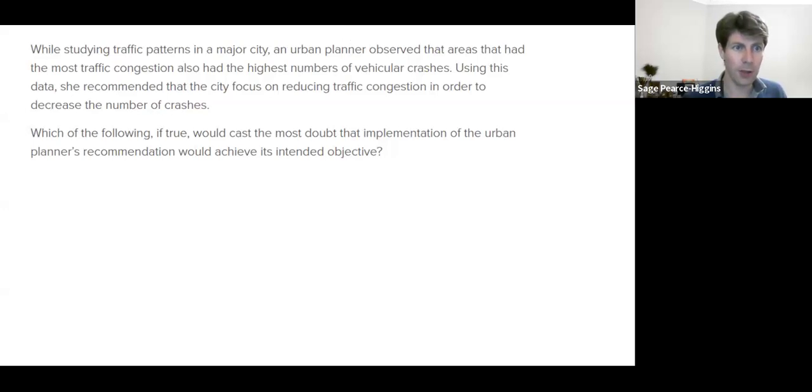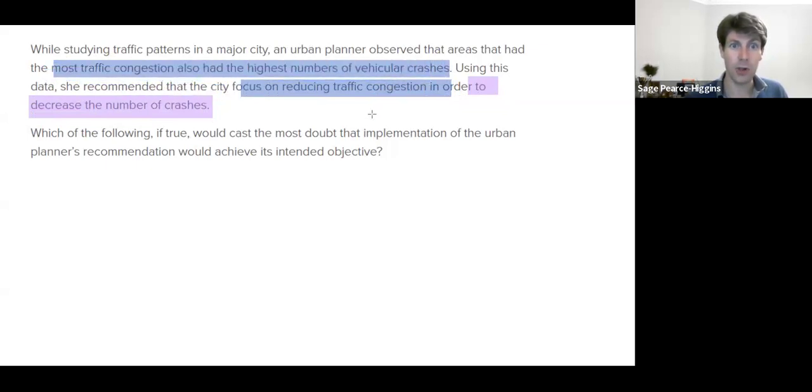Okay, so hopefully you've read the passage. And yeah, same process. Let's identify what is the aim. She recommended that, in order to decrease the number of crashes, that's the aim of the plan, they're going to have the plan to reduce traffic congestion. And then using this data, there's something about the traffic congestion and the crashes supporting the idea that this plan is going to decrease the number of crashes. So there's our plan. Now, any suggestions? Let's pool our thoughts. What could go wrong here?